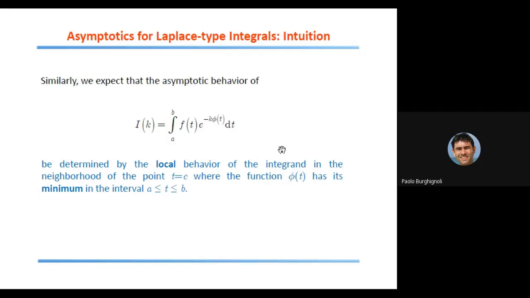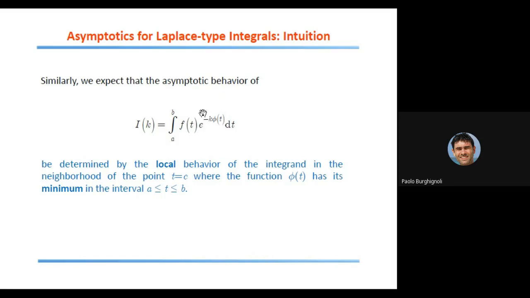So we expect that something similar occurs in our generalized Laplace integrals. However, in this generalized Laplace integral, in general, we have a function phi of t in the exponent. So what we may expect is that the important points for the asymptotic analysis are those points where the function phi attains its minimum, because at those minima, the exponential is larger than at any other point in the integration domain.